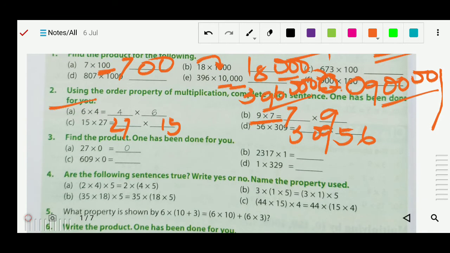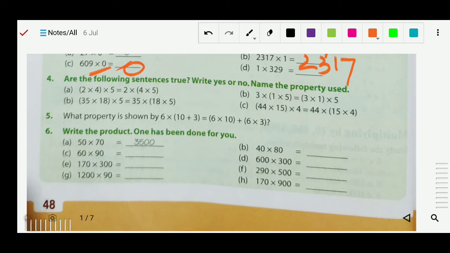Next we will do number 3, find the product. So it is multiplied by 0, obviously the answer will be 0. Multiplied by 1, the same number will be 2370. If you multiply by 1, you will get the same number. If you multiply by 0, you will get 0. Okay, next number 4, are the following sentences true or false, that we have to find out. Question number 4, so we will solve question number 4 here.